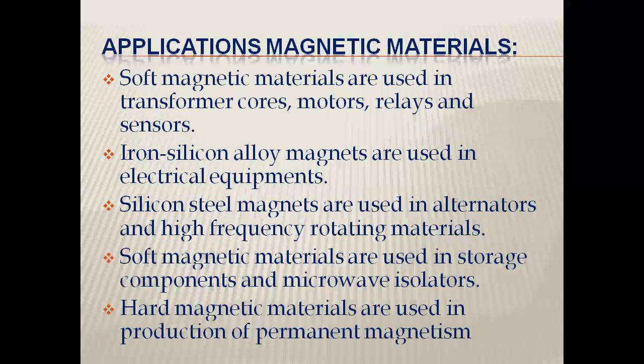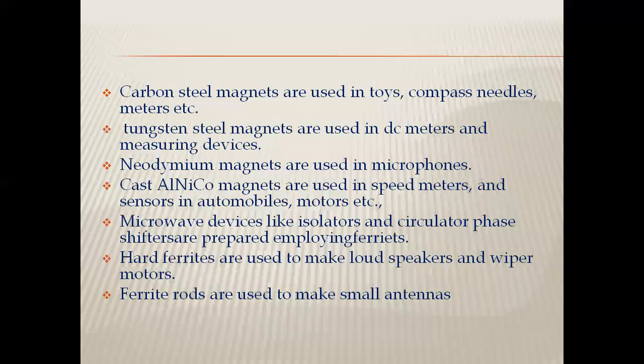Coming to the applications of magnetic materials, soft magnetic materials are most of the time used in transformer cores, motors, relays, and sensors. Iron silicon alloy magnets are used in electrical equipment. Silicon steel magnets are used in alternators and high frequency rotating machines. Soft magnetic materials are also used for storage components and microwave insulators. Hard magnetic materials are used in production of permanent magnets. Since these are not easily magnetized and demagnetized, they can be used as permanent magnets.